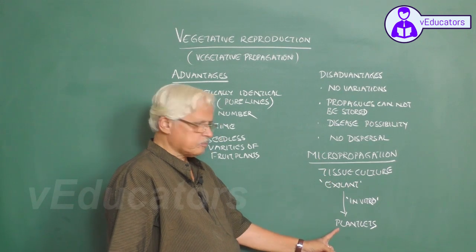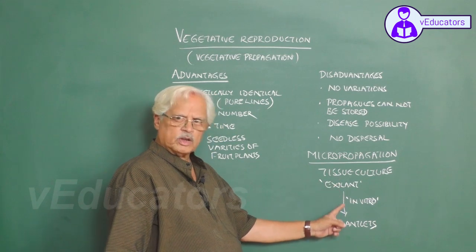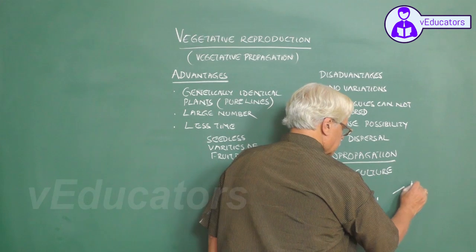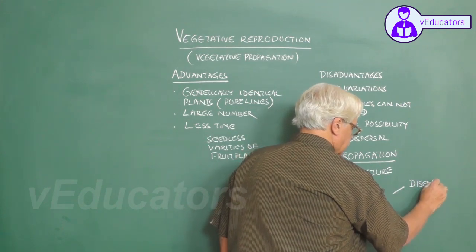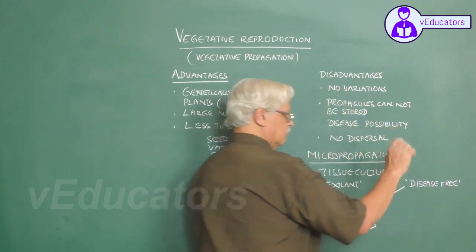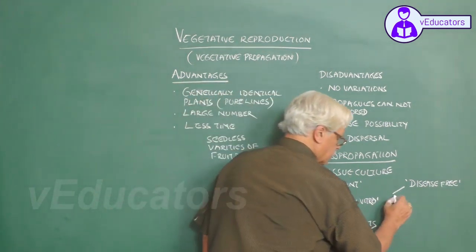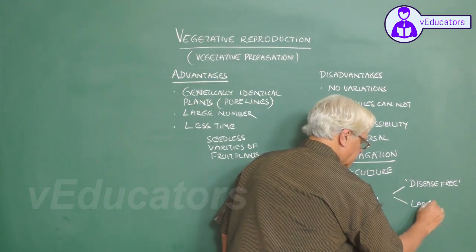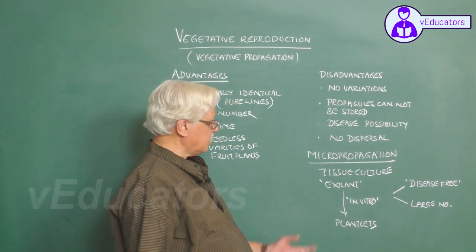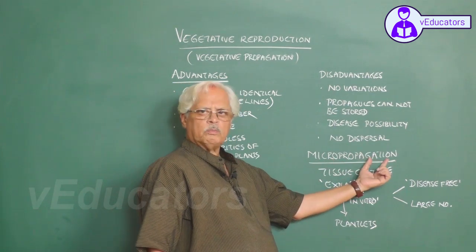In this method, since the entire process is being carried out under aseptic laboratory conditions, the resulting plants will be disease free and they can be obtained in large numbers. That is why this process is known as micropropagation.